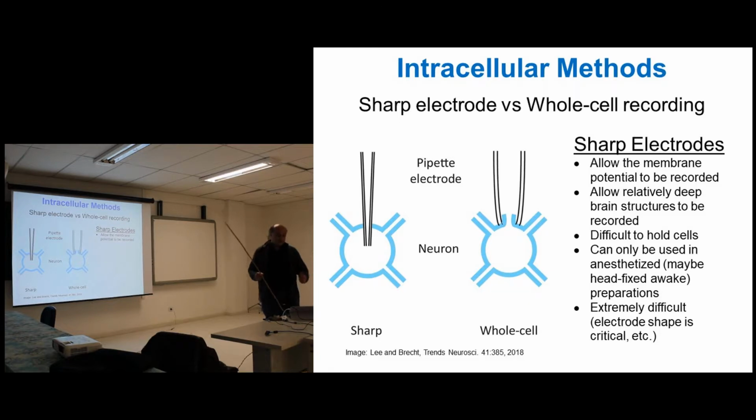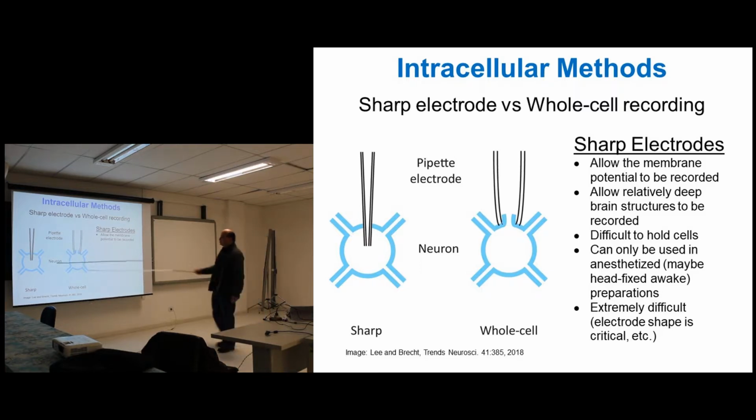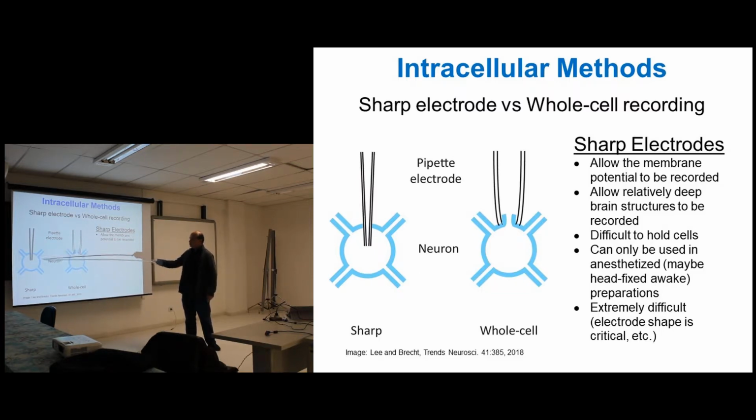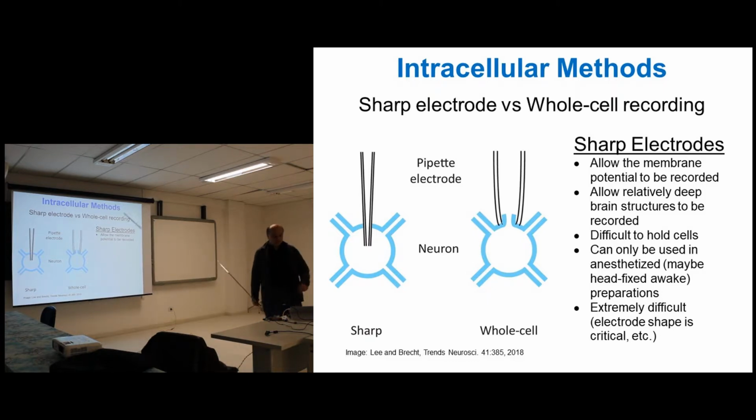So like whole cell electrodes, they allow the membrane potential to be recorded. The purpose of this is to measure the potential across the membrane. You have the electrode inside, here's the membrane, and you have the ground electrode somewhere way out here, so you can measure the potential across the membrane. That's the purpose of both of these kinds of recording.